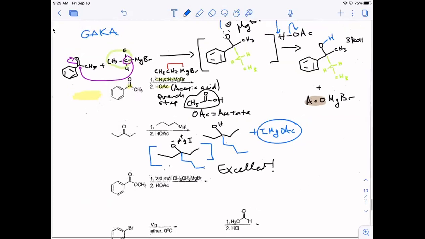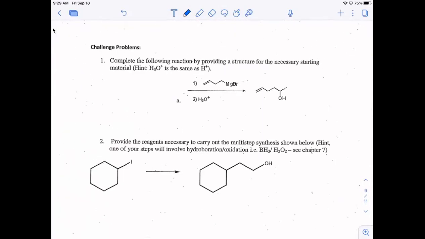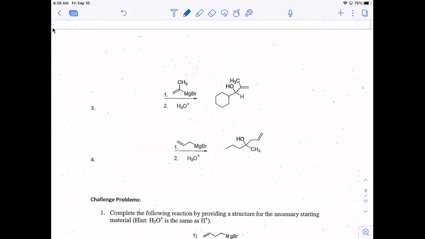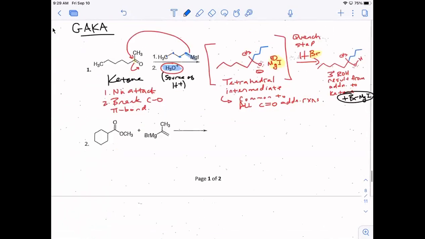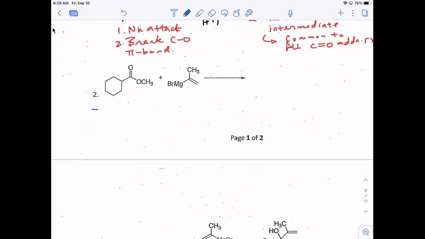All right, so let's go back to, and then we got a couple, these are all retrosynthesis problems right here. So we'll work on those too, and these. But let's go to here. And I want to show you with the ester that the products depend on the stoichiometry.